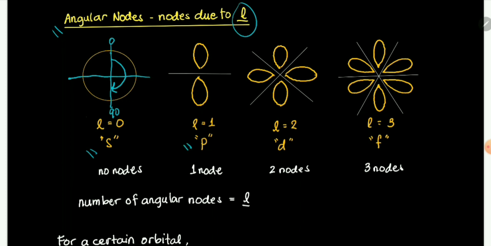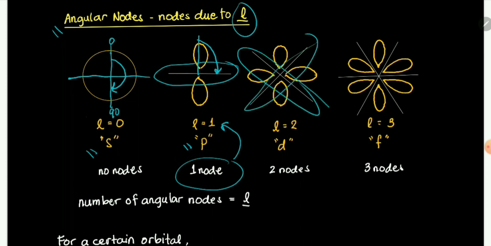However, pag pumunta tayo dun sa p orbital, makakita tayo ng angular node. So that angular node is the horizontal angular node. Okay? So dito, meron tayong electron density, pero pag pumunta tayo dito sa angle na to, nawawala yung electron density. So we have a total of one node for the p orbital, which is equal to its azimuthal quantum number. Okay? So sa L equals 2 naman, the d orbital, meron tayong makikitang dalawang nodes, okay? Intersecting nodes. Walang electron density dyan sa mga regions na yan. So we have two nodes or two angular nodes for the d orbital.